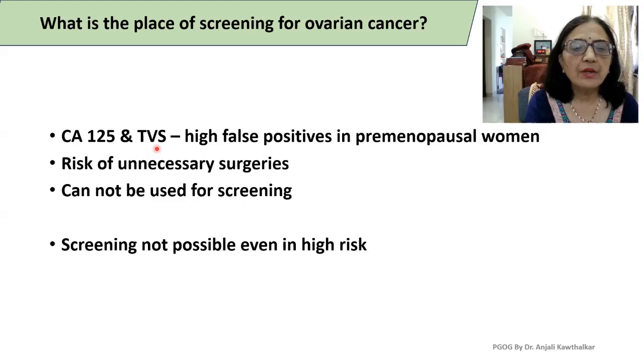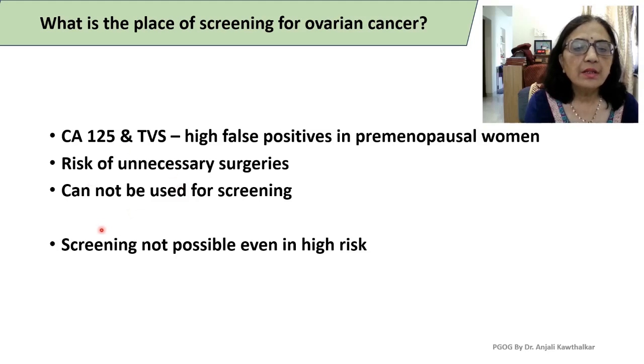Similarly, with transvaginal sonography, we can get ovarian enlargement which is not because of ovarian cancer, very commonly in premenopausal women, as we have already seen in the differential diagnosis in the first slide itself. So high false positives are there with both of these, and there is a risk of unnecessary surgeries. And even if we do it on an annual basis or 6-monthly basis, even in the high risk group, early detection of the cancer is still not achieved, so it does not get converted into reduction in mortality or improvement in 5-year survival rate.